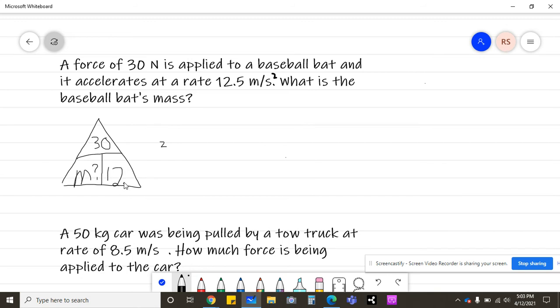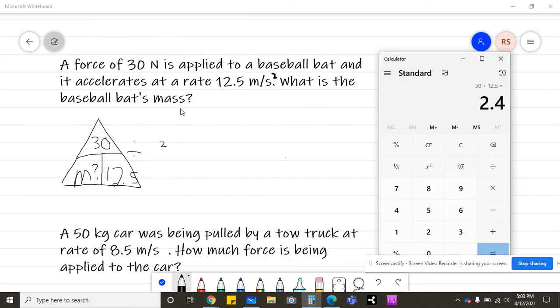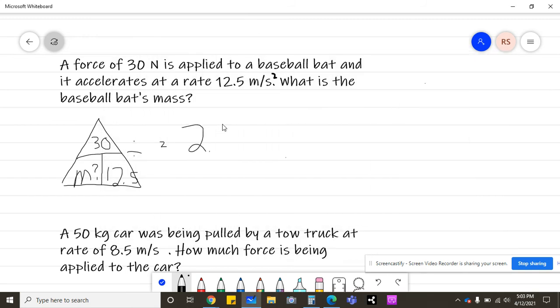So what you would do is, this means to divide. So we do calculator, 30 divided by 12.5. So the mass would be 2.4 kilograms. And if it ever says round to the nearest place, usually the numbers are going to be at the place you want them to be. So there's no real rounding involved. You just write the number as is in your griddable, just like in math class.